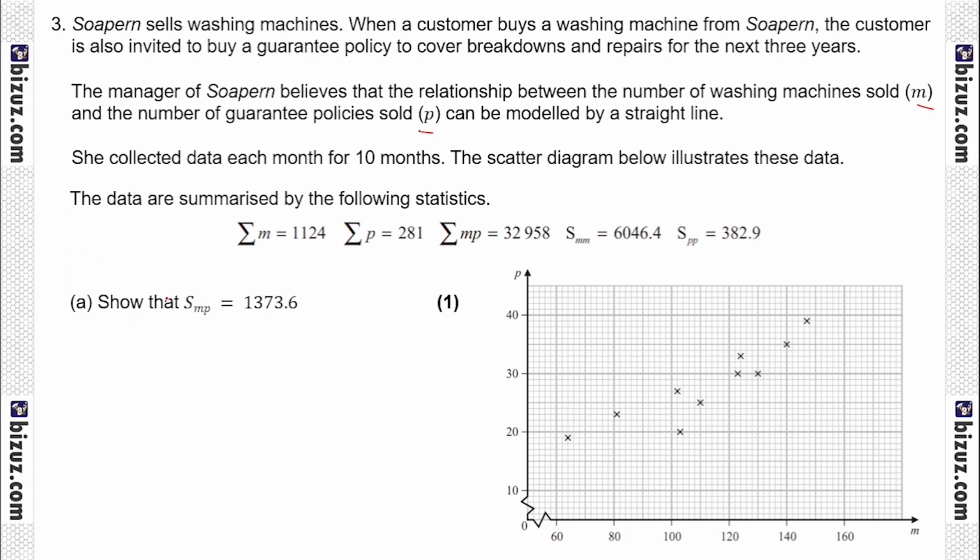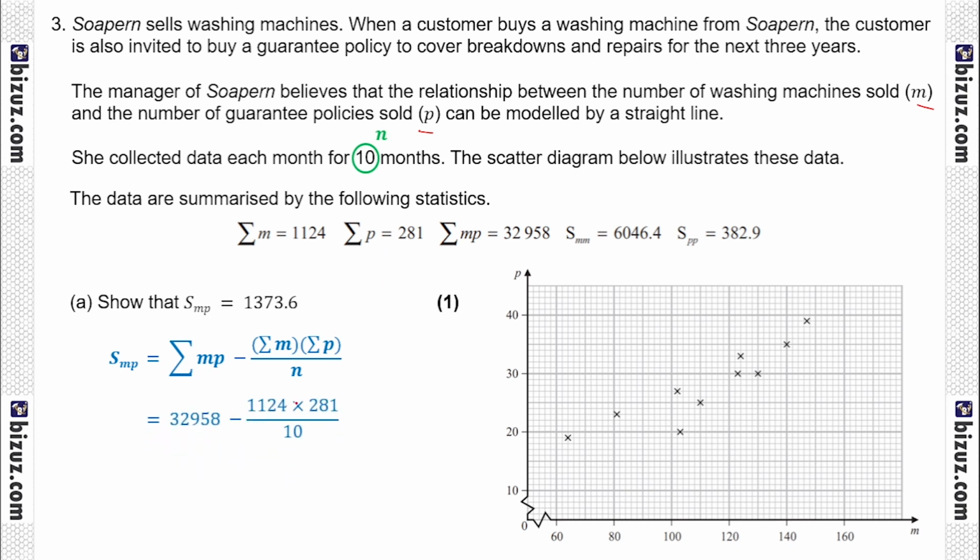Part A. Show that the summary statistic S sub MP is equal to 1373.6. Now, first, let's note that our sample size for our total number is 10. And now, the formula for this summary statistic is the sum of M times P minus the sum of M multiplied by the sum of P divided by N.